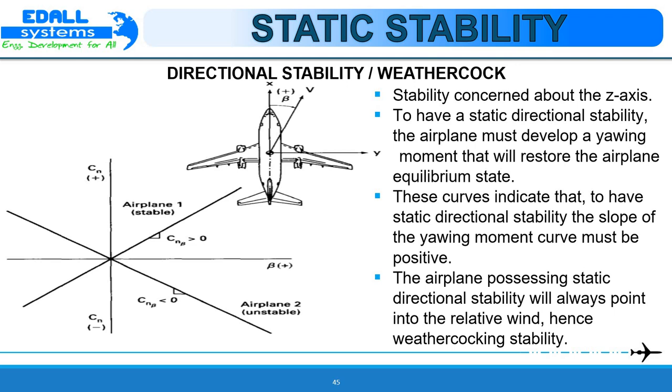Aeroplane 1 will develop a restoring moment that will tend to rotate the aeroplane back to its equilibrium condition, that is a zero sideslip angle. Aeroplane 2 will develop a yawing moment that will tend to increase the sideslip angle. Examining these two curves, we see that to have static directional stability, the slope of the yawing moment curve must be positive. Note that an aeroplane possessing static directional stability will always point into the relative wind, hence the name weathercocking stability.